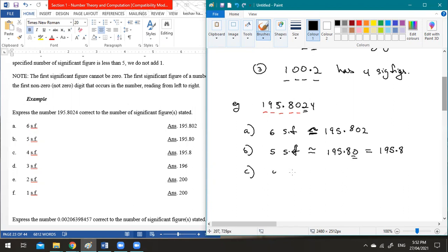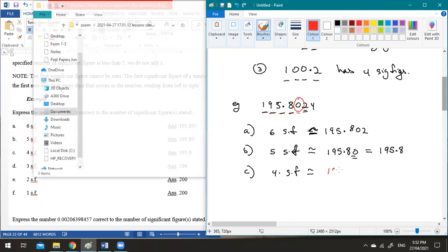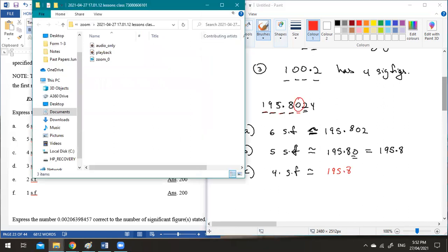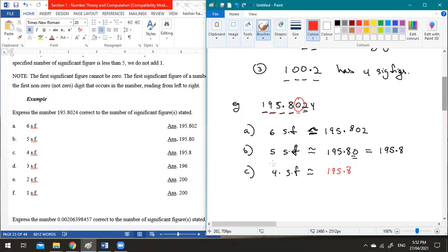Four significant figures. So 1, 2, 3, 4. The number after it is 0, so let's leave it as is. So 195.8. So these two answers, just in this question, would have had the same solution, right? And let me try the last one.